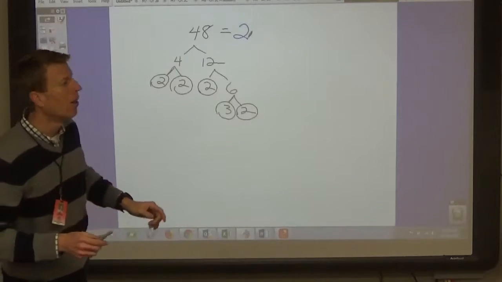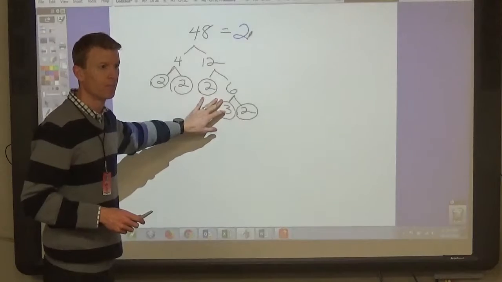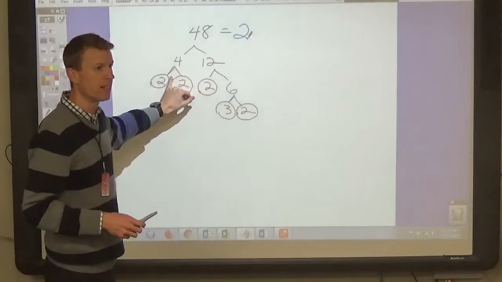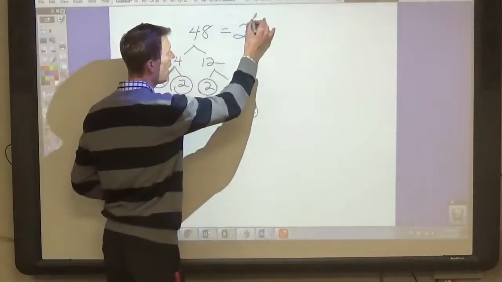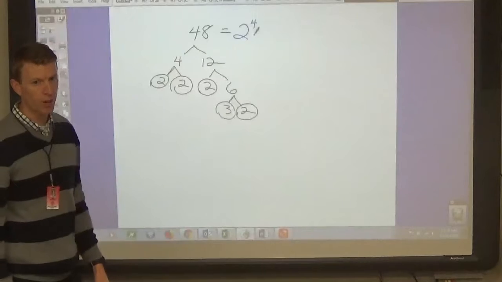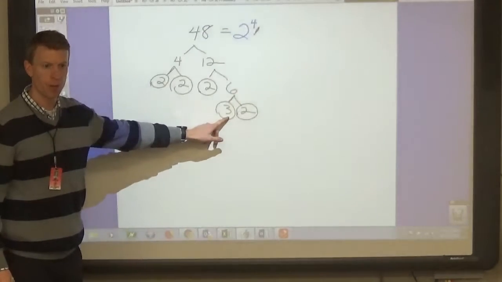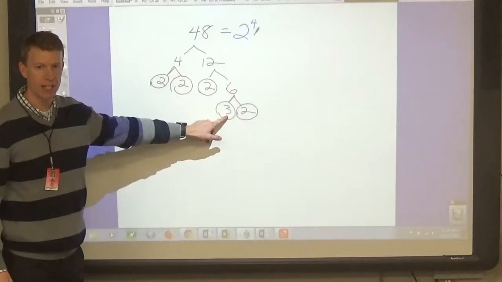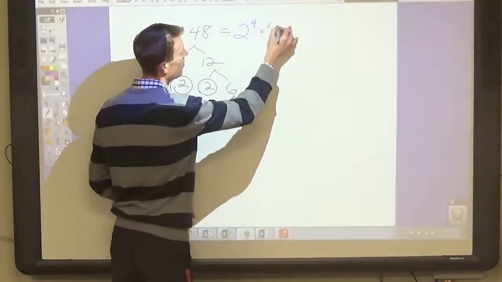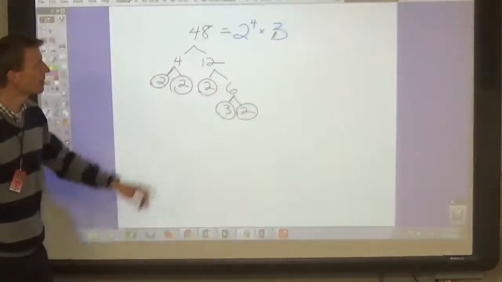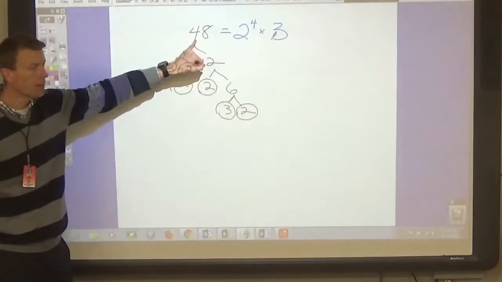Now, Rachel, we learned about exponents before, right? Writing numbers as powers. So, what power of 2 is this? 2 to the 4th power. Good. And we also have another number here we have to put in our formula. We have to put the 3 in the formula. Myra? Times 3. This is the formula, the prime factorization, for 48.